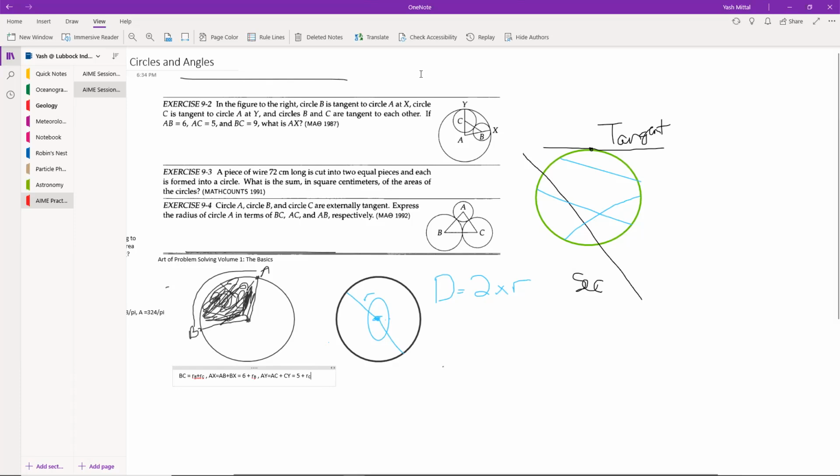Now this is where I'm going to involve you guys. How can we relate these three equations? We have BC is equal to RB plus RC, AX is equal to 6 plus RB, and AY is equal to 5 plus RC. Let me delete this really quickly. Try to relate these two equations and ask, which ones are similar? How do AX and AY relate? Can anyone give me an answer?